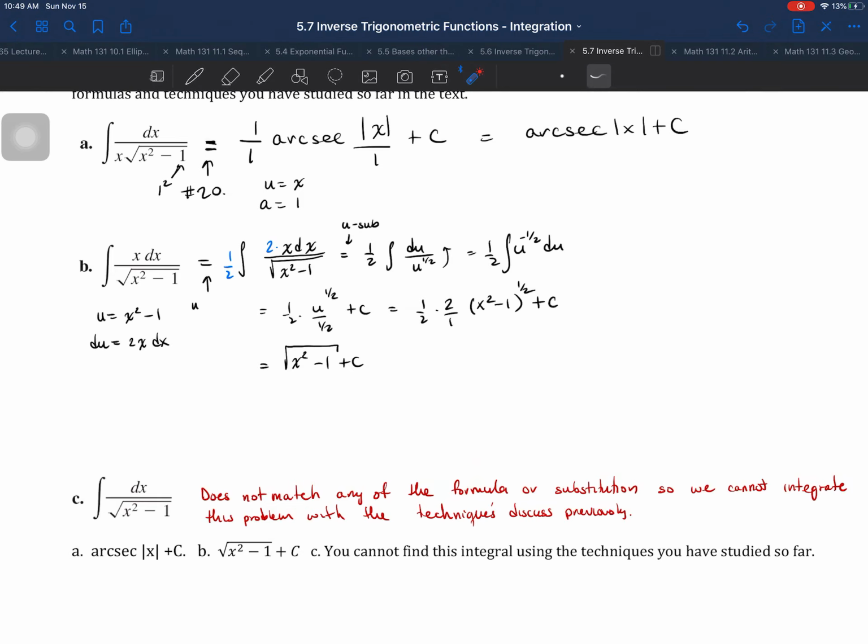So a brief review: the whole point of this is that now we know how to integrate another type of function, and the end result will be an antiderivative that involves inverse functions. Okay, so I hope that this makes sense. Please let me know if you have any questions.